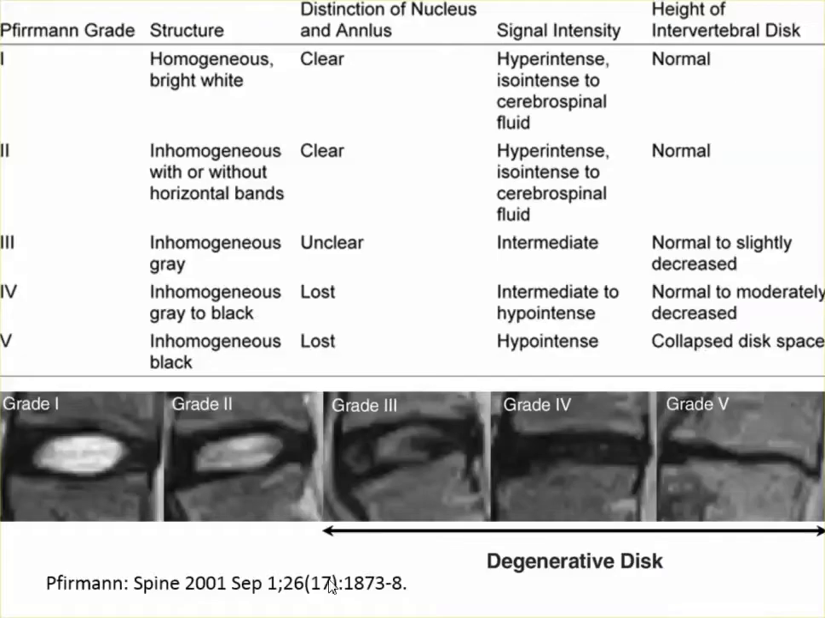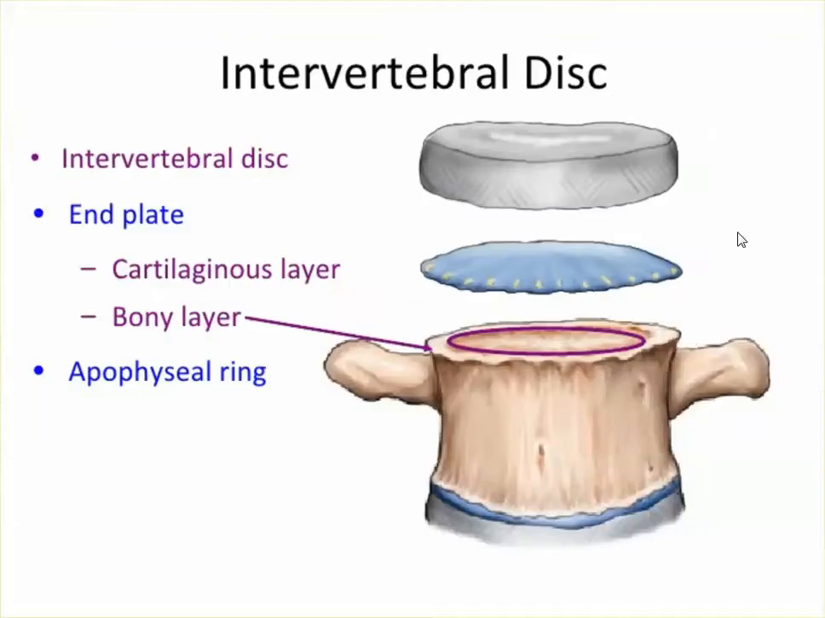So the disc, you can grade it. Grade one is a very bright disc with a horizontal line. Grade two, the horizontal line's gone, it's inhomogeneous. The signal gets less, then the signal's gone, which is from water, and then the disc slowly deteriorates. The disc is made up of a cartilaginous end plate on either side, and in children, the apophyseal ring.